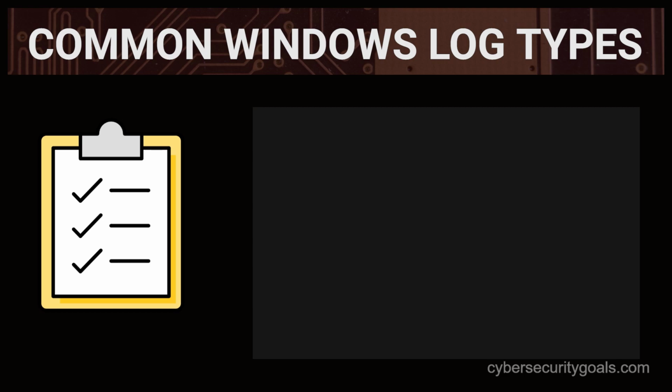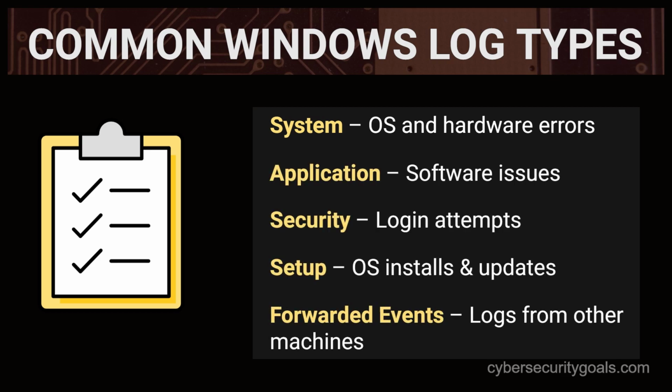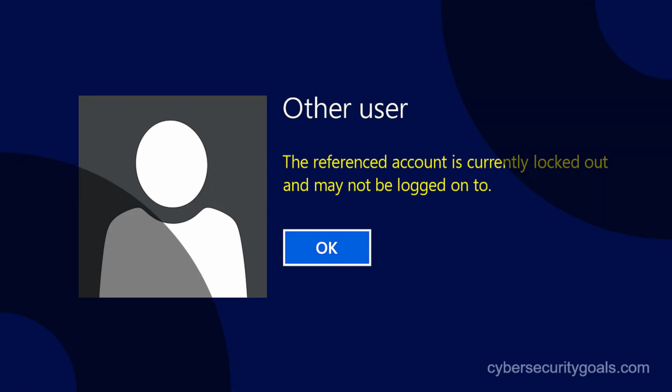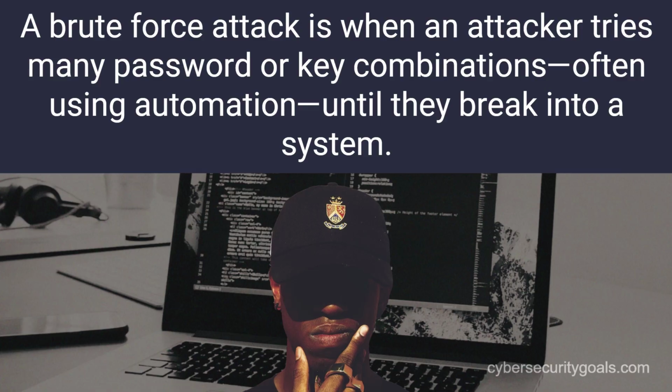On Windows, here are the common log types: System, Application, Security, Setup, and Forwarded Events. Let's say a user account gets locked. You might uncover 5 back-to-back failed login attempts from the same IP in 1 minute. You now know someone was trying to use a brute force access attack.